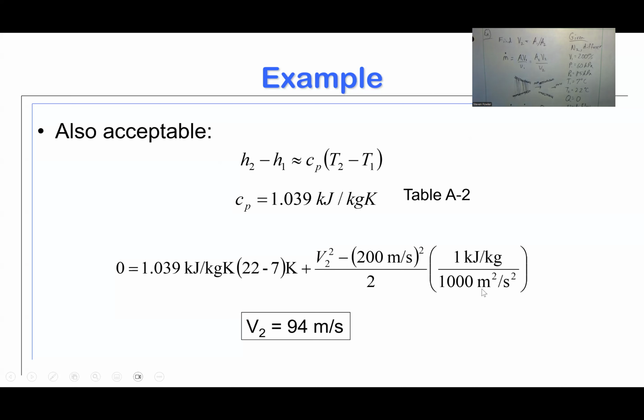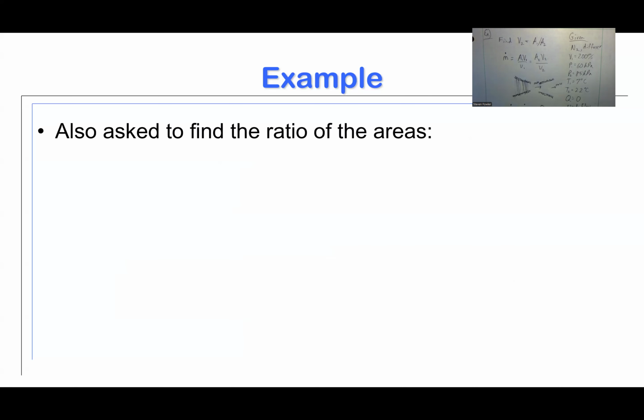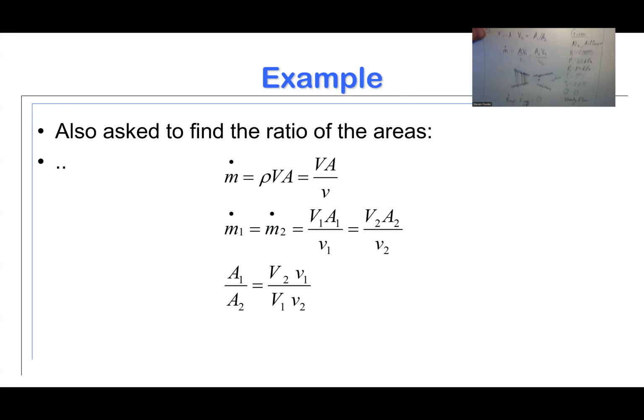Okay. Anyway, apply the appropriate units, solve it down. You should get about 93 or 93 to 94 meters per second. Either one of those is going to be correct. Perfectly good approximations. Okay, and then the problem also asked us to find the ratio of areas.